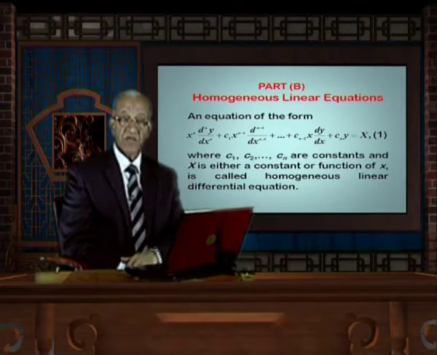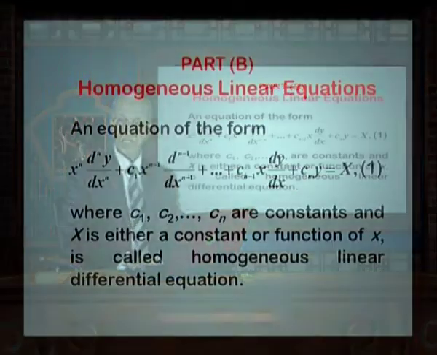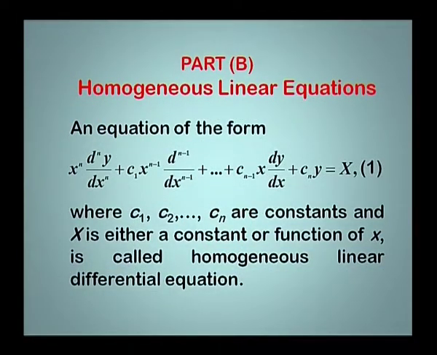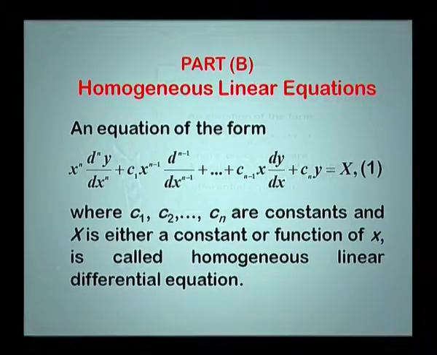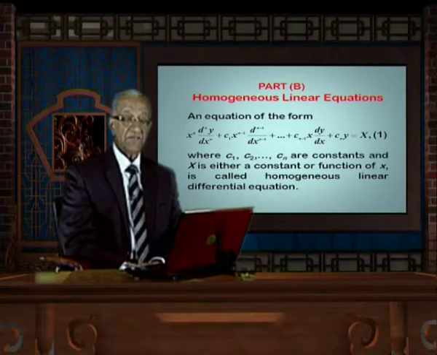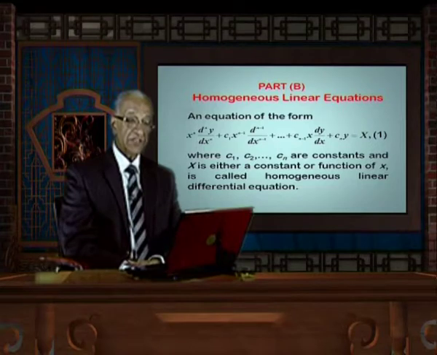As you can see in equation 1, it reads an equation of the form x to the power n dny upon dxn, that means the nth derivative, plus c1 x to the power n minus 1 dn minus 1 y upon dx to the n minus 1. It continues to finally cny equal to capital X. Of course, there is a term called cn minus 1 x dy upon dx, because it will become x to the power n minus n, and finally the first derivative will be achieved there.